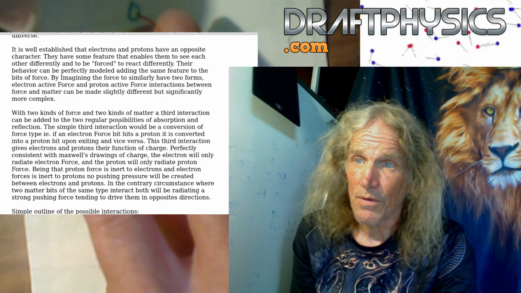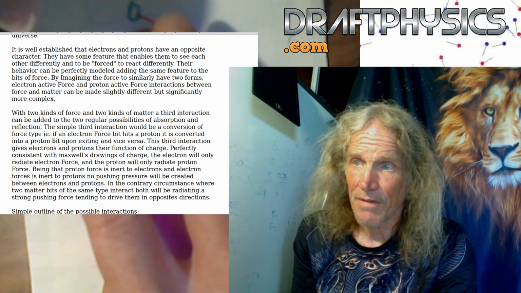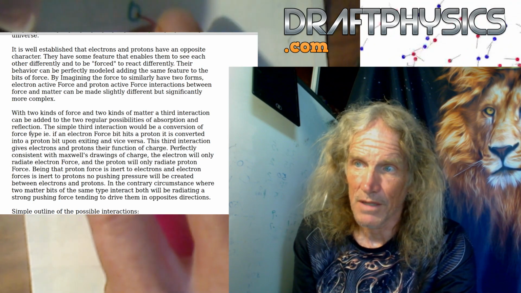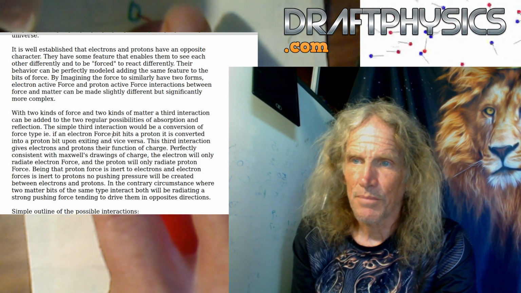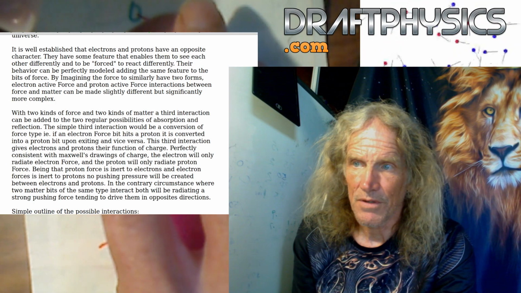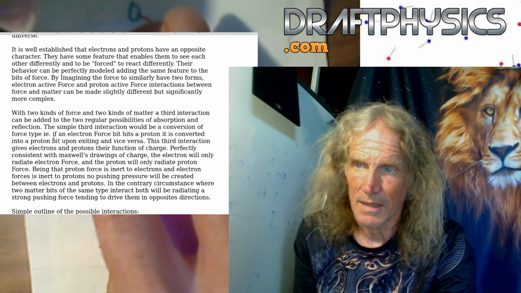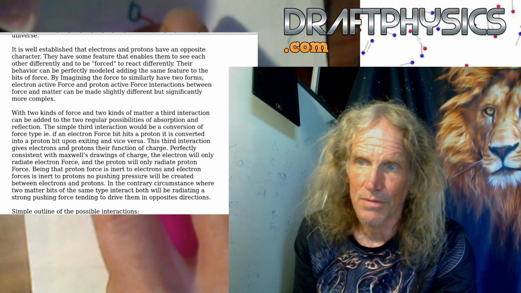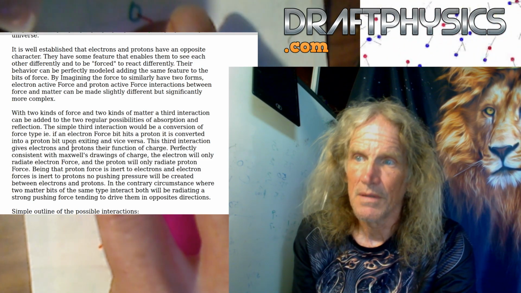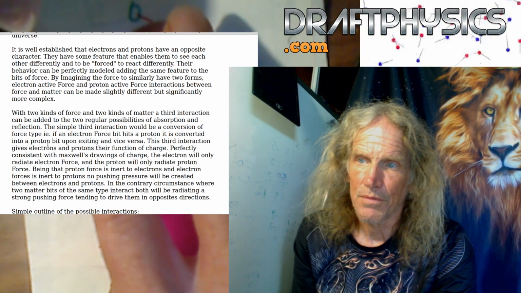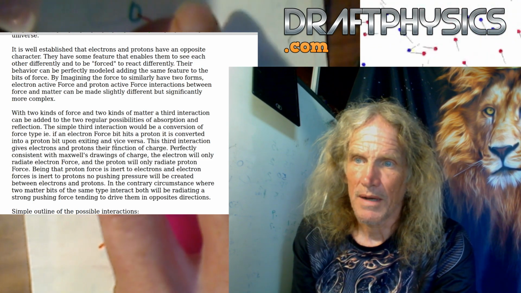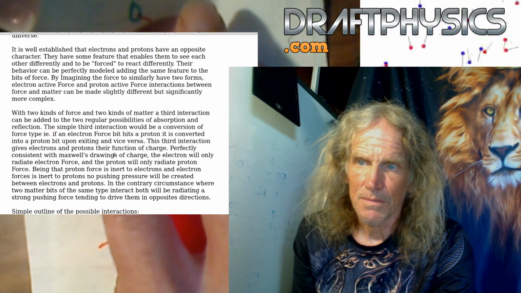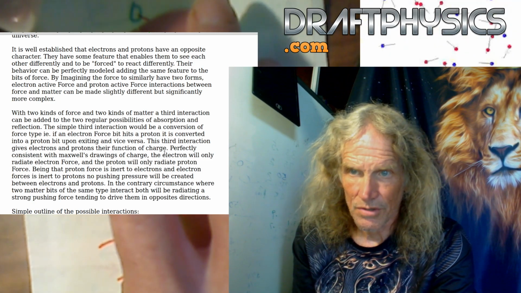With two kinds of force and two kinds of matter, a third interaction can be added to the two regular possibilities of absorption and reflection. This simple third interaction would be a conversion of force type, i.e., if an electron force hits a proton, it is converted into a proton force bit upon exiting, and vice versa. This third interaction gives electrons and protons their function of charge.